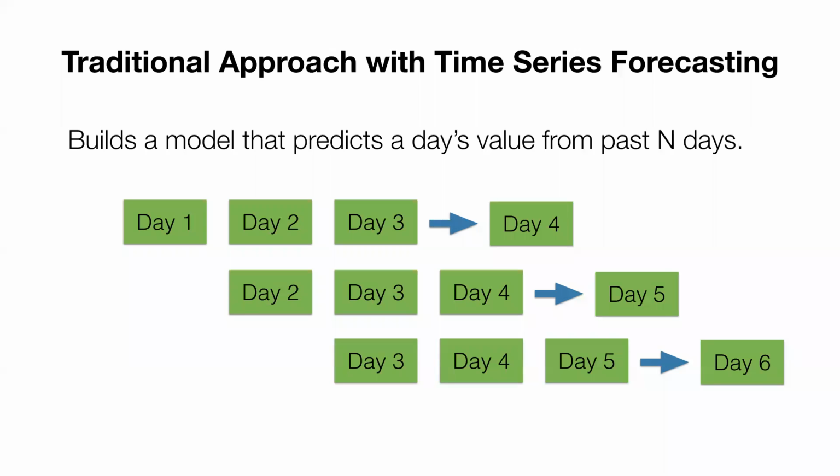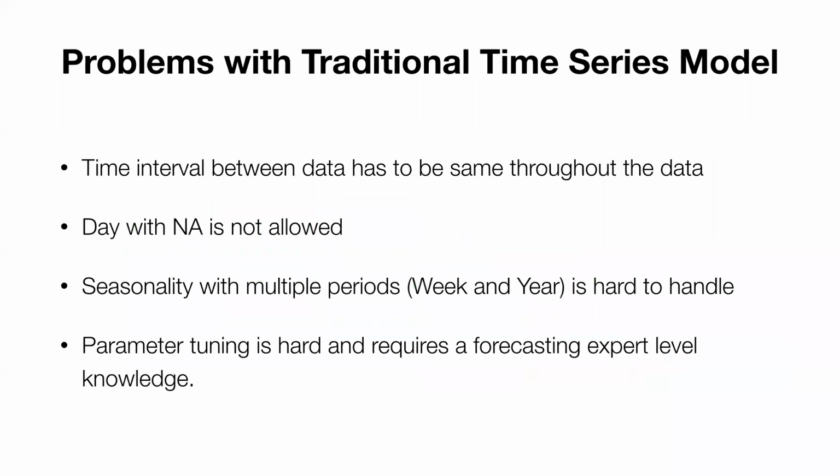The problem with that traditional approach is, number one, that your data needs to have the exact time interval. You can't have, let's say, February 1, February 5, February 6, February 7, and February 15. If you want to do daily, you have to have 1, 2, 3, 4, 5, 6, 7, 8. The data has to be at the same interval. And NA is not allowed, so you have to have values in every single period.